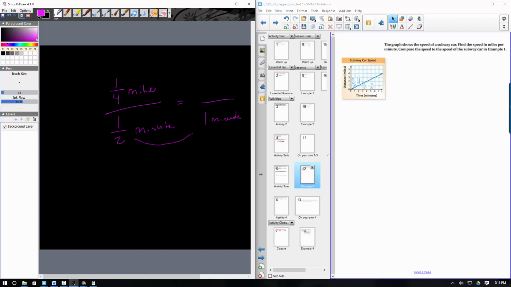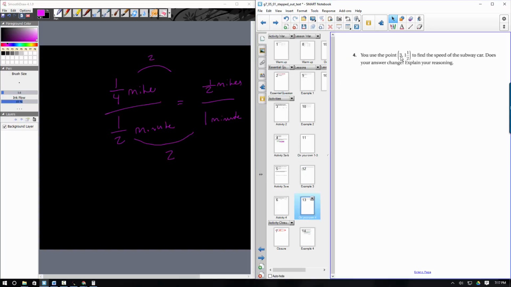And so I have to figure out what I have to multiply by to get this. And I have to multiply by 2, right? So I have to do the same thing to the top, times 2. And this becomes 2/4 or 1/2, right? So I go 1/2 mile in 1 minute.